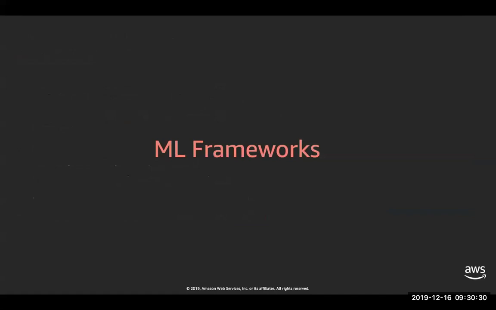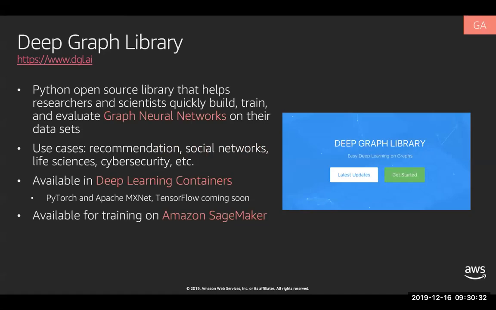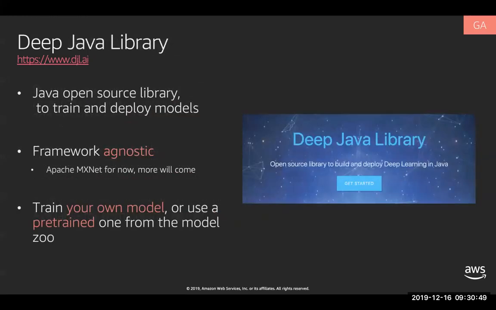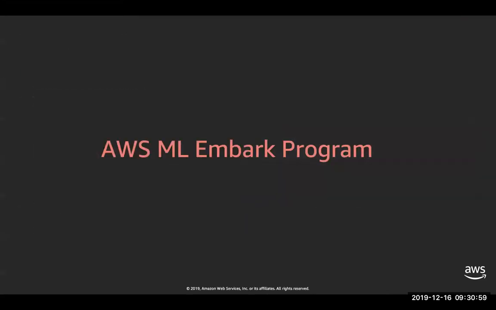There's two new frameworks that have been created. One's called Deep Graph, and this is available for use within SageMaker. And this is essentially graph-based neural networks, so used for common things like recommendation, social networks, cybersecurity. And then also Deep Java Library. I have not yet used this, and I don't know how it's different from Deep Learning for J. But yeah, keep an eye on that.